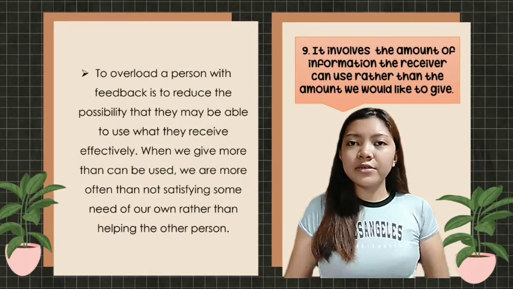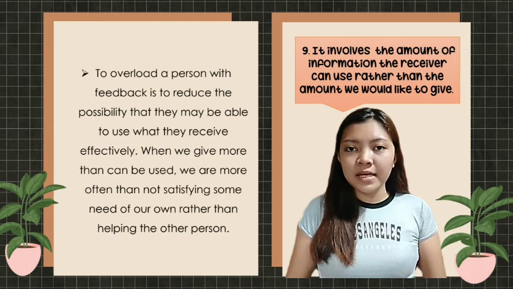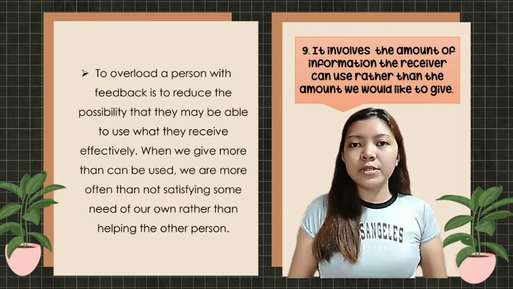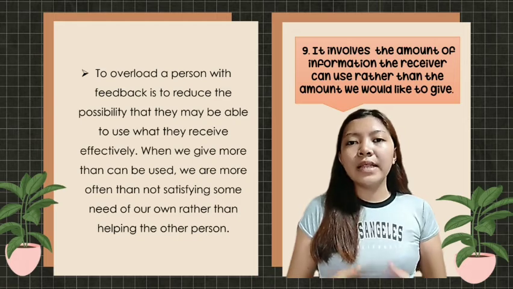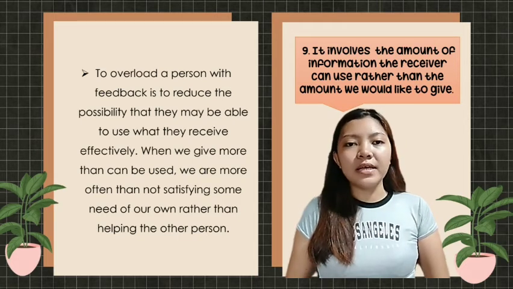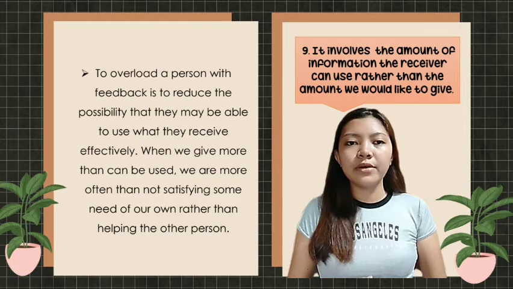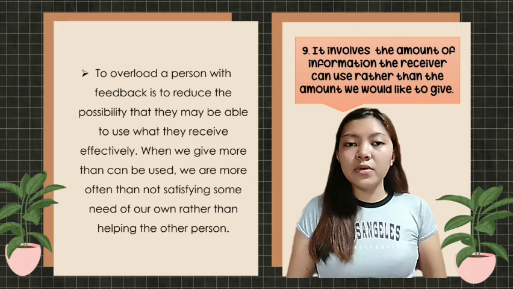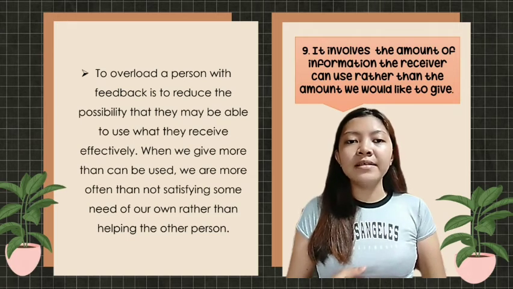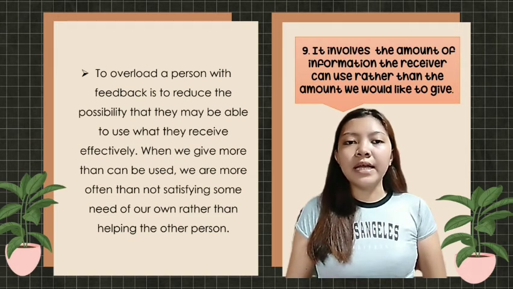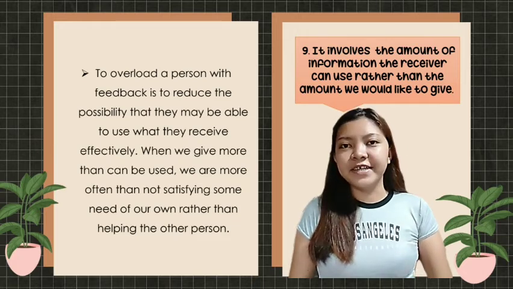In the ninth characteristic of constructive feedback, it involves the amount of information the receiver can use rather than the amount we would like to give. To overload a person with feedback is to reduce the possibility that they may be able to use what they receive effectively. When we give more than can be used, we are more often than not satisfying some need of our own rather than helping the other person.